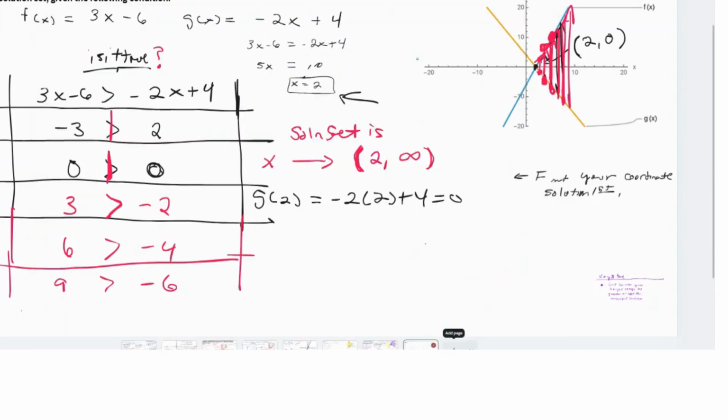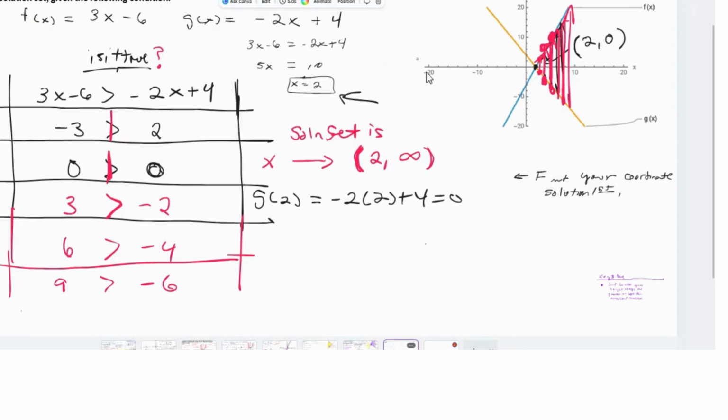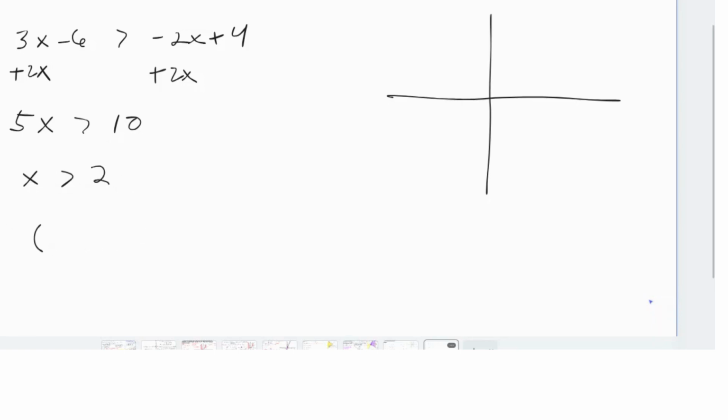Now, wait. There's one last thing I wanted to demonstrate, and that's the fact that let's say I'm trying to come up with one with the inequality symbols, 3x minus 6 greater than 2x plus 4. If we were to just simply solve this as it stands, we definitely could get our solution set, right? We would have 5x is greater than 10, x is greater than 2, and our solution set would be represented as 2 to infinity, right? Quick and easy, no brainer.